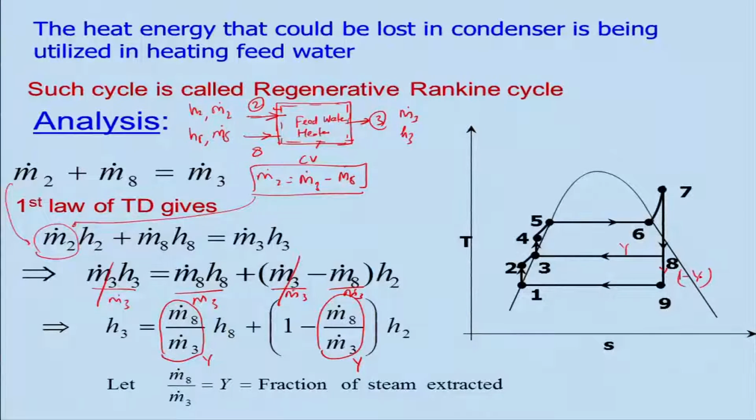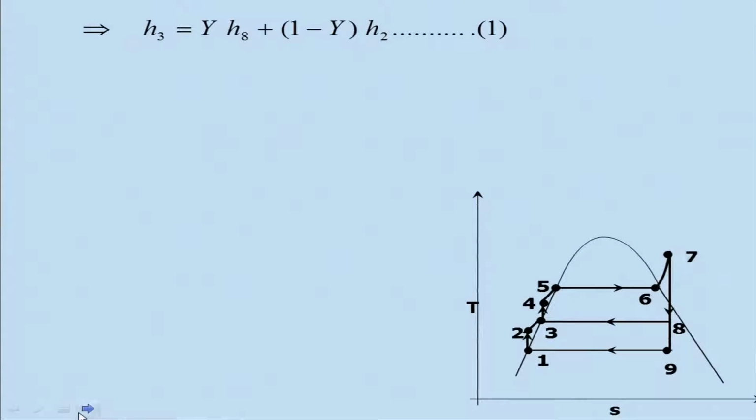That will be helpful for us to analyze and look at it. Then I can write down h 3 is equal to y h 8 plus 1 minus y times h 2, right.